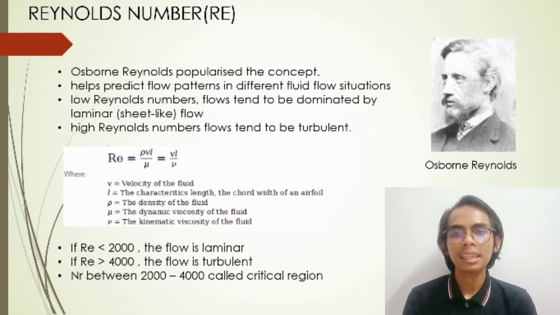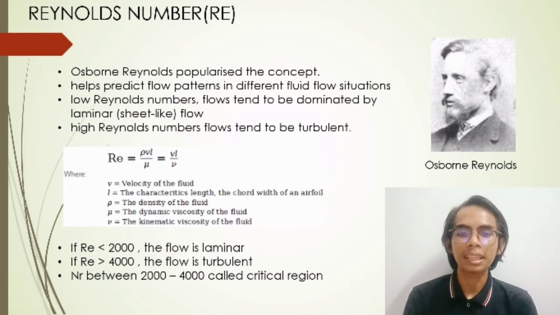As I said earlier, low Reynolds numbers tend to be laminar and high Reynolds numbers tend to be turbulent. The formula of Reynolds number is density of the fluid multiplied by velocity of the fluid multiplied by characteristic length over dynamic viscosity, and can be simplified as velocity of the fluid multiplied by characteristic length over kinematic viscosity.